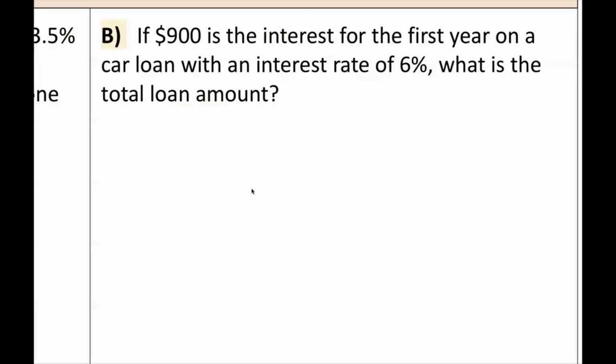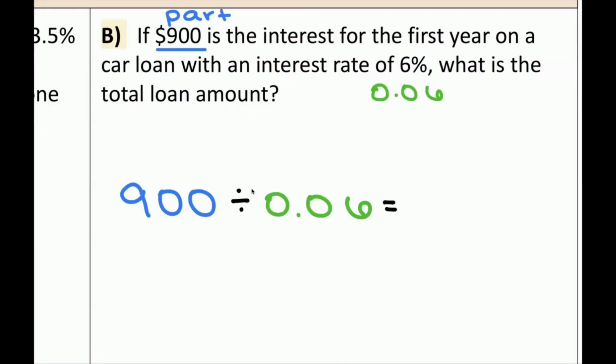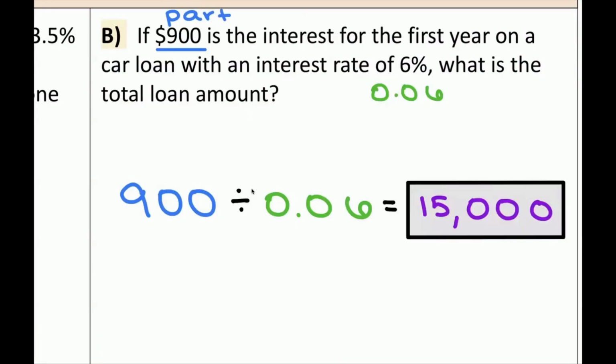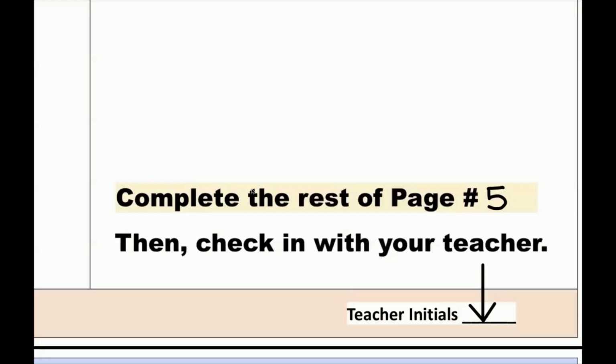In problem B, it says if $900 is the interest for the first year, so it tells us the interest. So it tells us the part. The interest rate is 6% or 0.06. Now, if it gives us the part, we can take our part and divide it by our percent as a decimal. And that means the total loan amount was 15,000. Complete the rest of page 5, then check in with your teacher to get additional feedback.